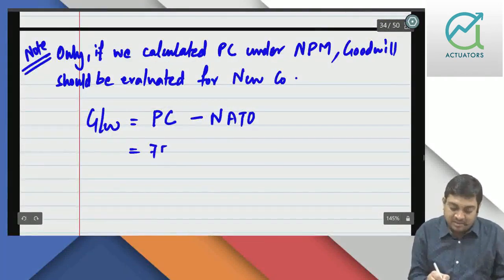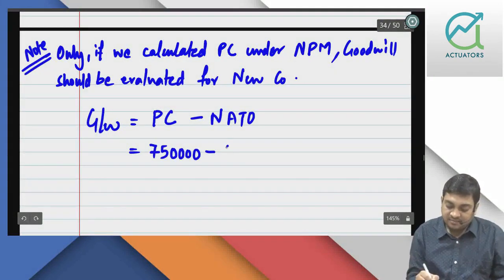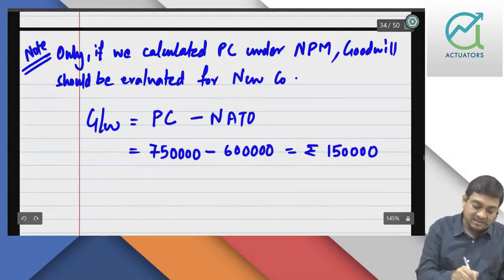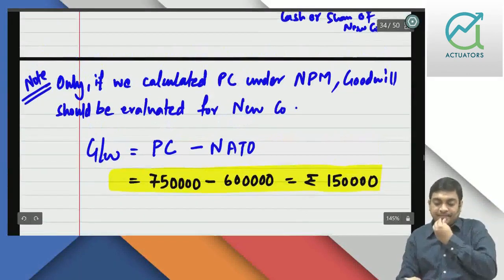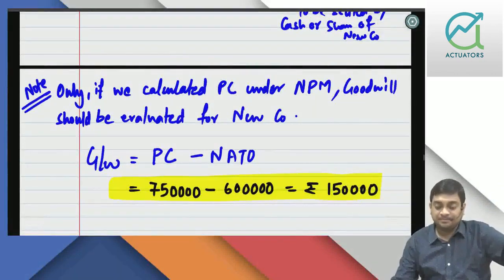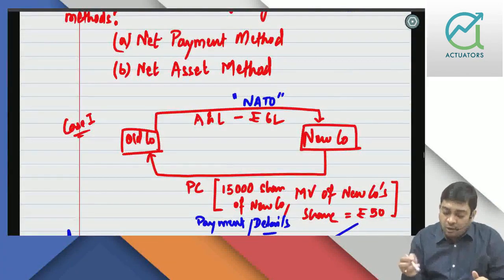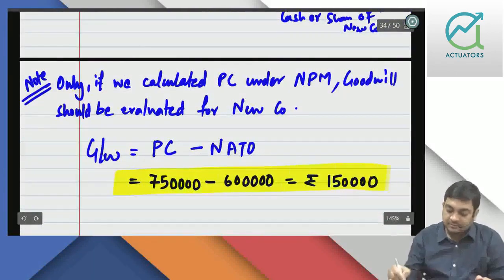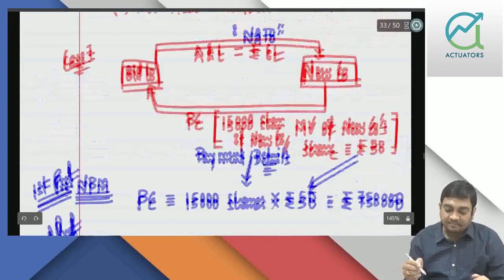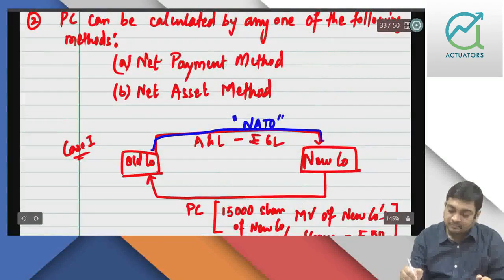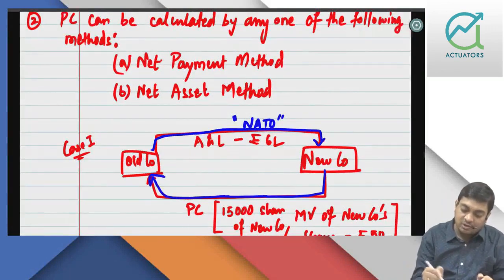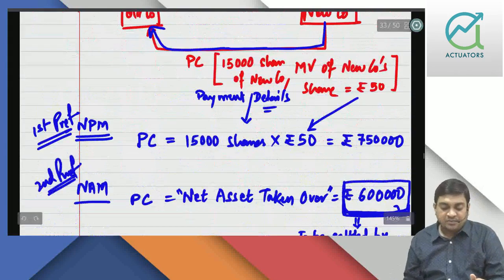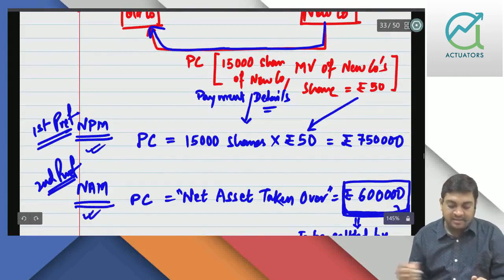So as per net payment method, what is my purchase consideration? 7 lakh 50, and my NATO is 6 lakh. That comes to extra amount paid will be known as goodwill. The extra amount paid will be known as goodwill. Right? So for new company, what I have purchased, that is also given. What I have given, that is also given. So the first preference will be given to net payment and then net asset method.